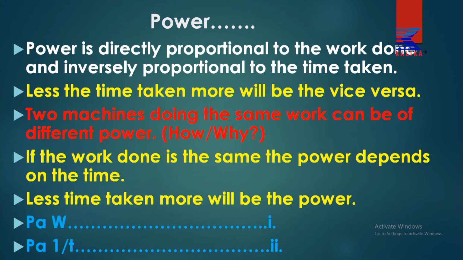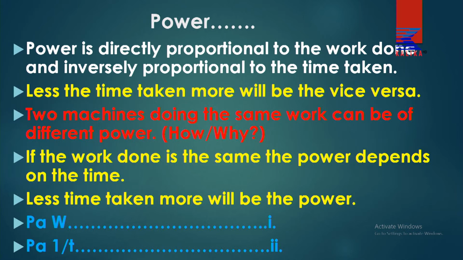For example, let's talk about 100 joule work done by machine A, and again 100 joule work done by machine B. The same work, same quantity of work. Some people can say they have done the same work, so they should have the same power. Answer: no, because one of them may work slower in comparison to the other. If the work done is the same, the power depends on time.